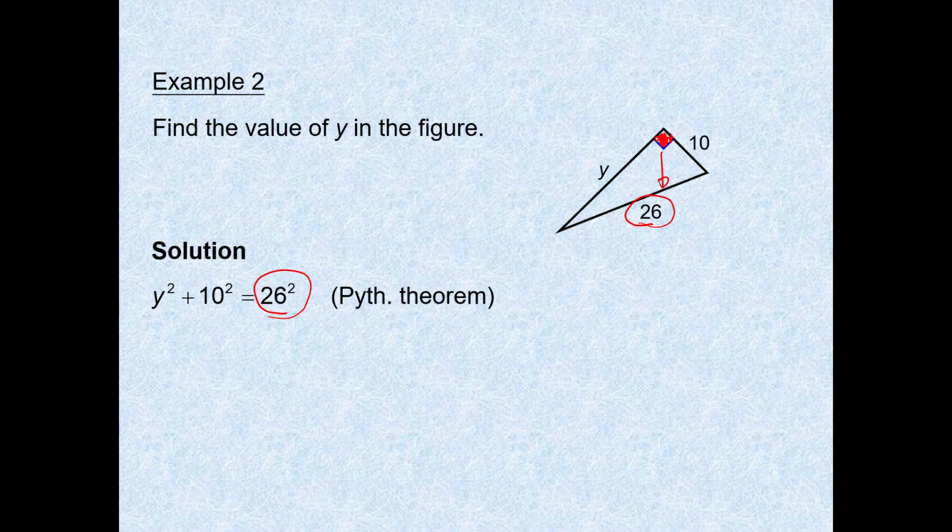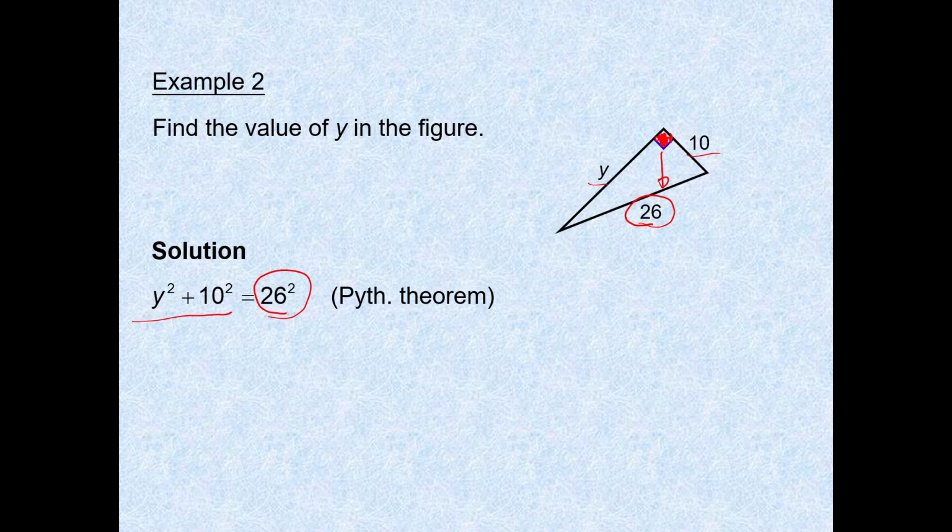And then for the remaining two sides, the y and the 10, we need to make the square of them, and then sum them up and put them on another side. So this is the Pythagoras theorem.